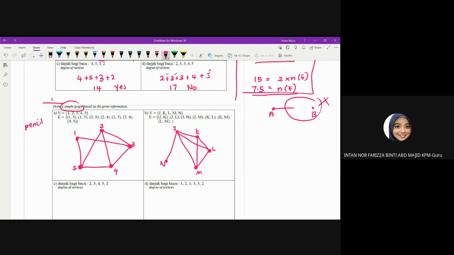But the exam questions are not this easy. Okay, this is just basic. We touch the concept first. Okay, now A and B questions are very direct because you are given the vertices. Now let's look at question C.